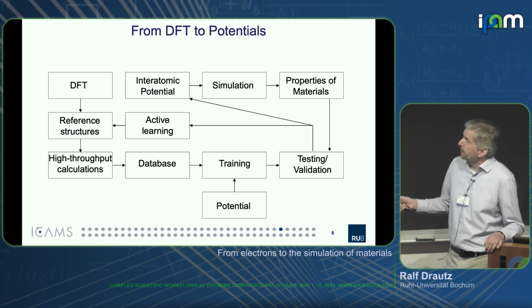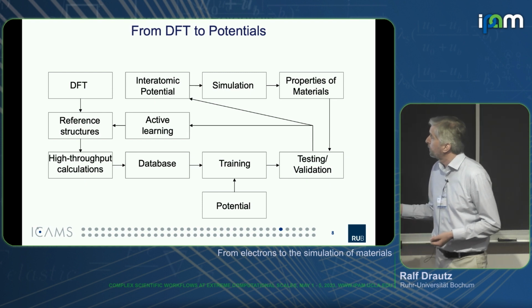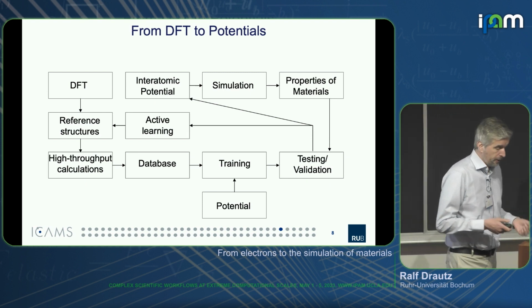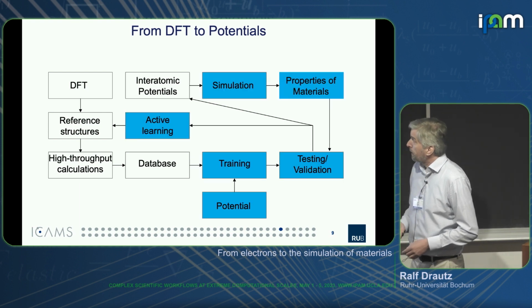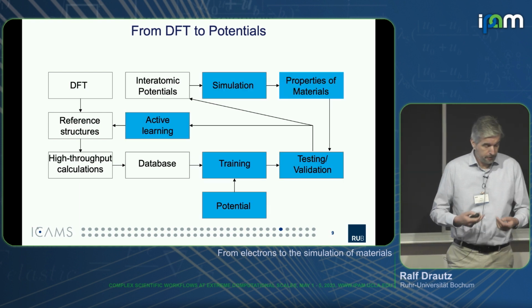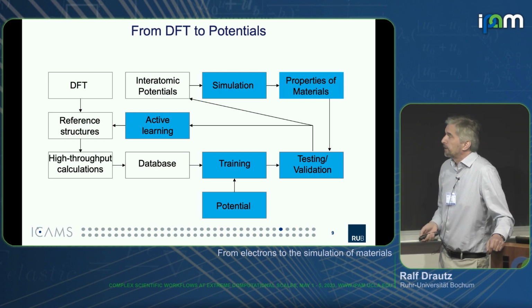And then depending on whether your potential is good enough in the tests or not, you may want to improve your reference structures, you may improve your training data set, for example, with the help of active learning, or you take your potential in the simulations that you want to do. And I'd like in this presentation to take you through some of the steps of this workflow.